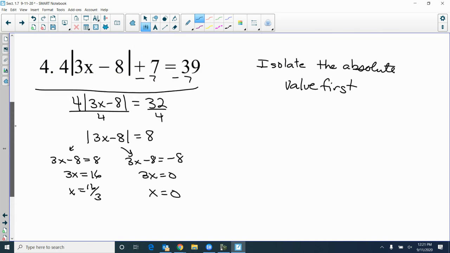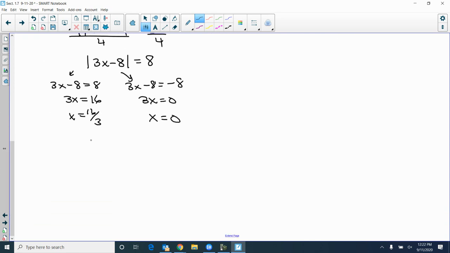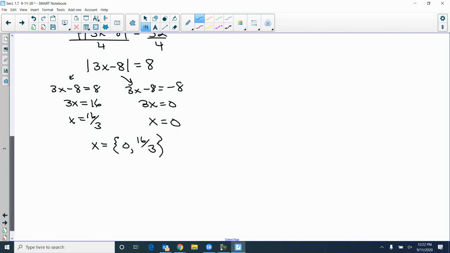These are a pretty quick check. I would always go through that. Go back to the original, because if you made a mistake going to where you broke them apart, it would still look like it's right, but it wouldn't check with the original one. But these two work. X equals 0, and 16 thirds for that.